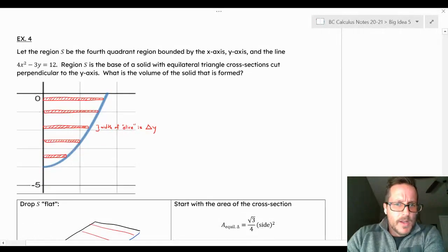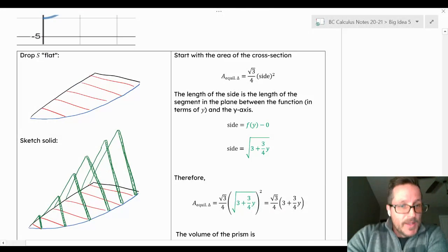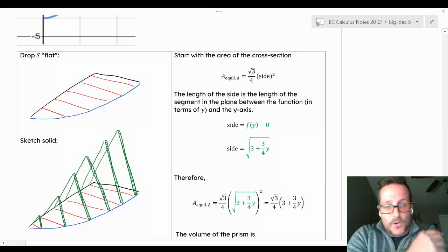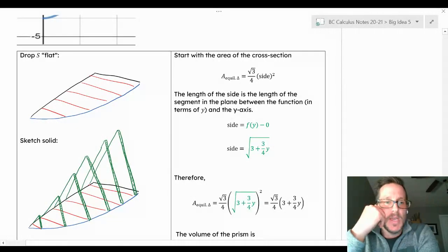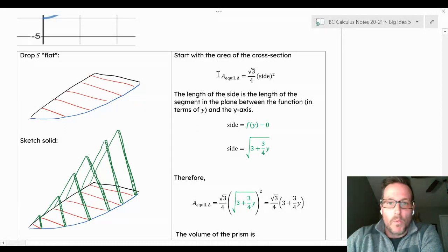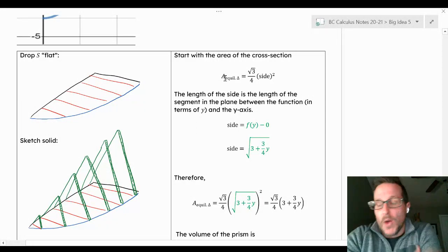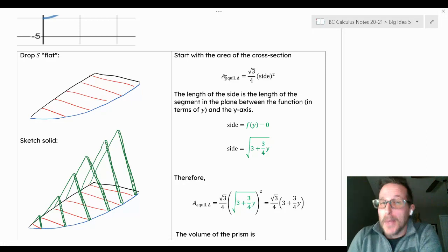So we'll take that region, drop it down flat, draw the equilateral triangles coming off of the page there. And then to calculate the volume, we'll figure out, well, the area of an equilateral triangle is √3/4 times side squared. Maybe you had to look that one up.